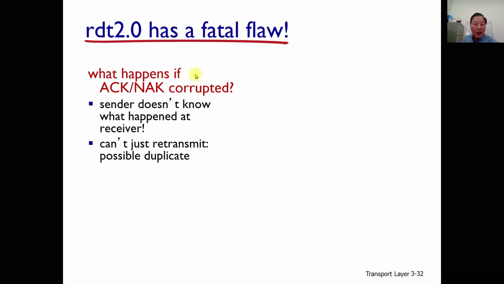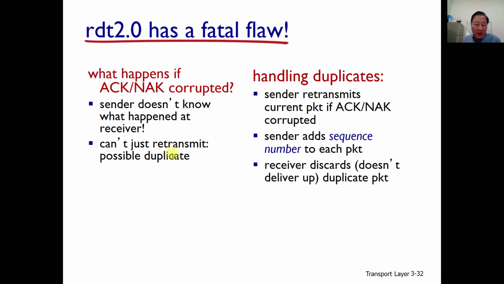Let's look at this one. This version, Reliable Data Transfer 2.0, has a fatal flaw. You don't need to memorize this version number and that detailed finite state machine. We are just learning the concept of how this scheme works. What happens if the acknowledgement or negative acknowledgement is corrupted? The sender doesn't know what happened at the receiver and can just retransmit. Possibly there may be some duplication.